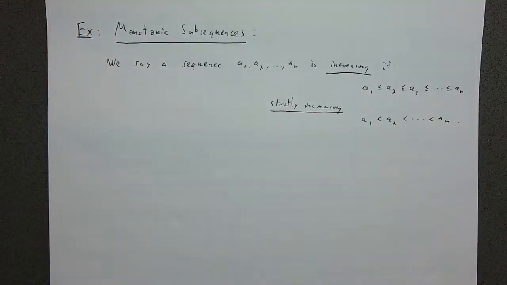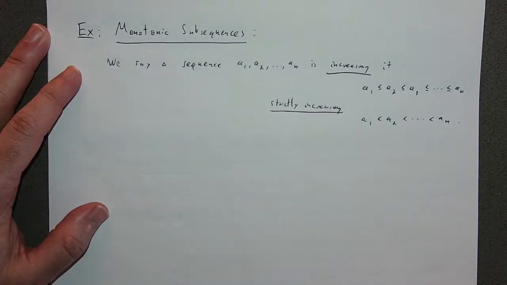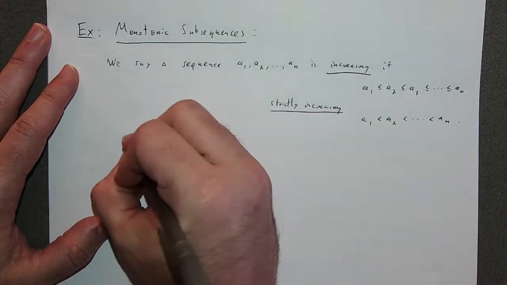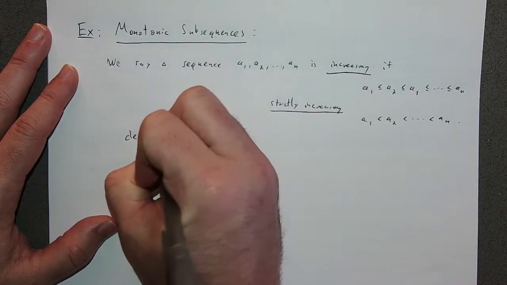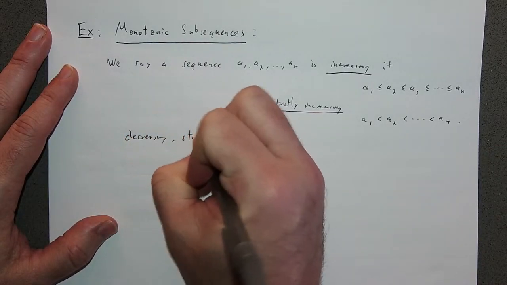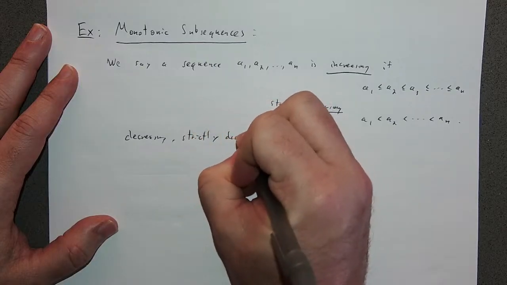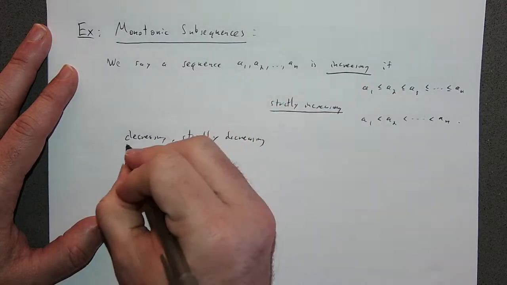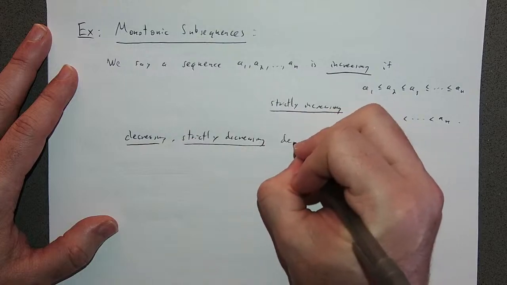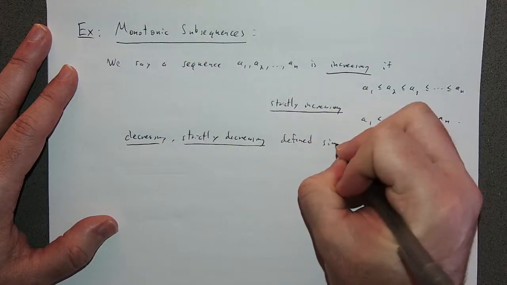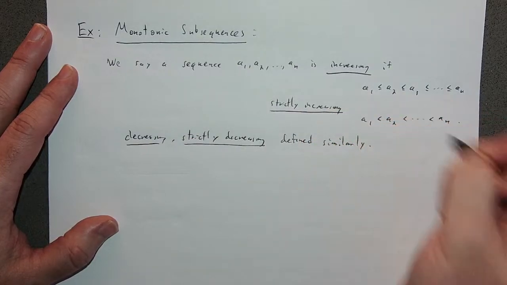Obviously you see the difference between these things, right? So, for instance, a constant sequence is an example of an increasing sequence, but it is not an example of a strictly increasing sequence. So you likely have experience with these sorts of things. Decreasing and strictly decreasing are defined similarly.